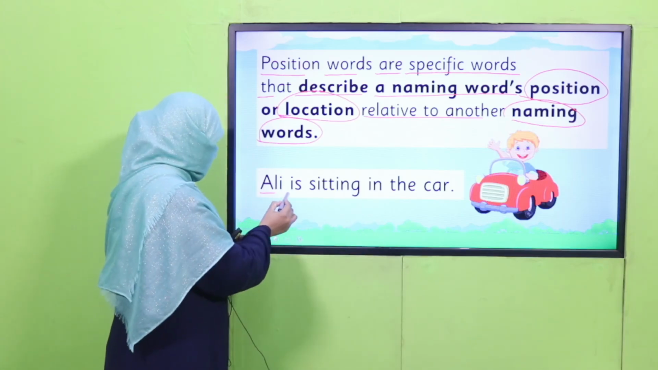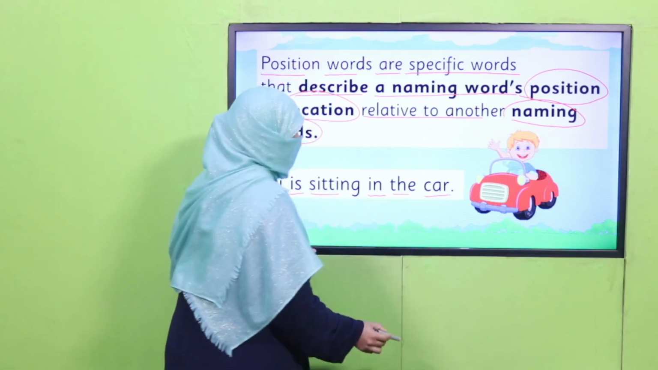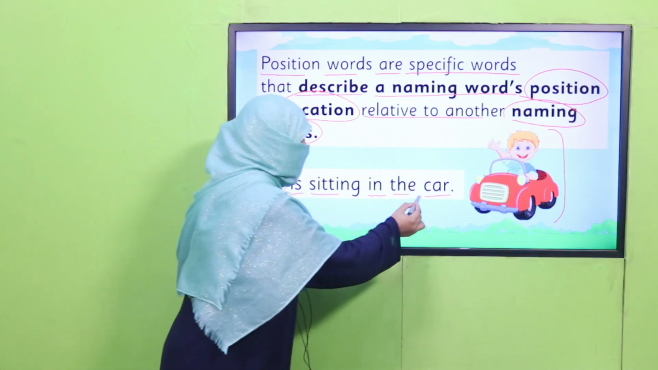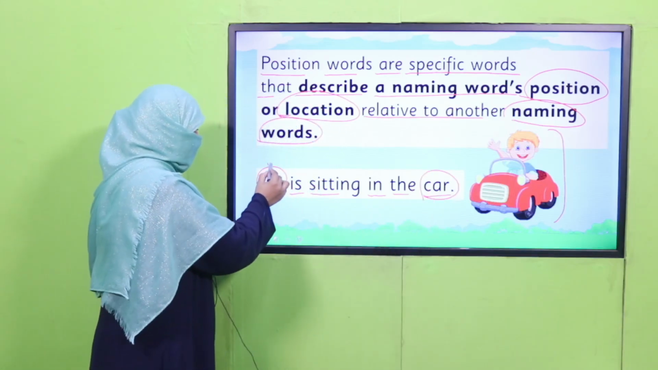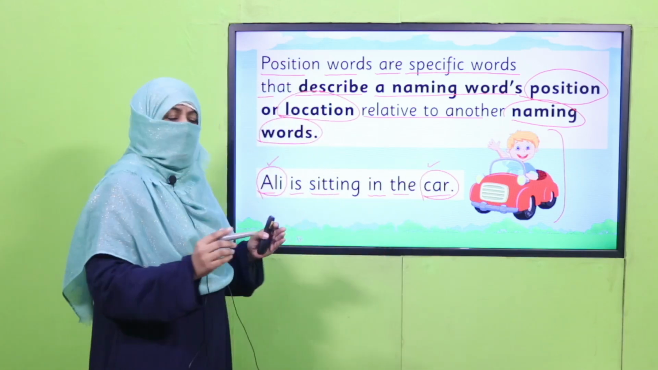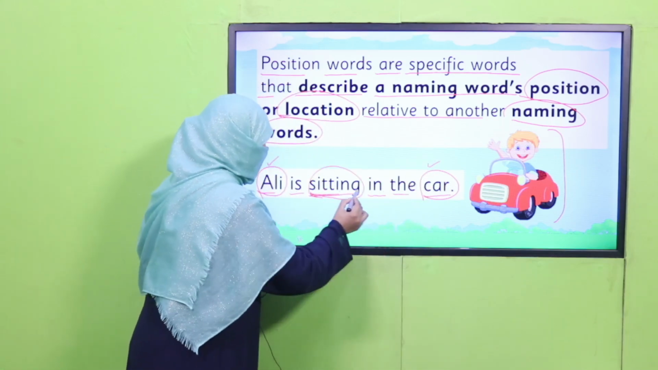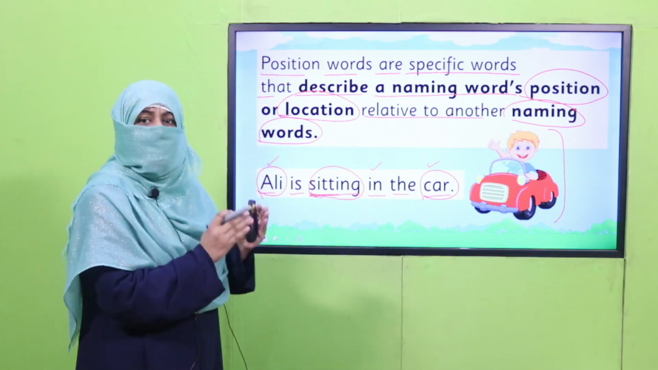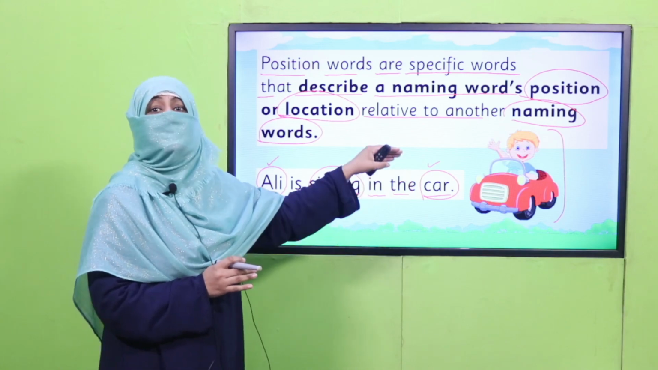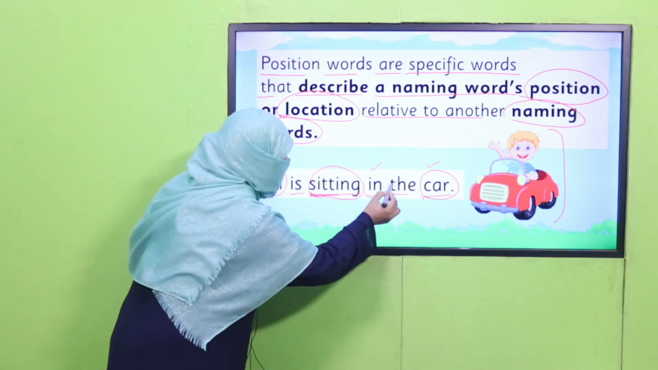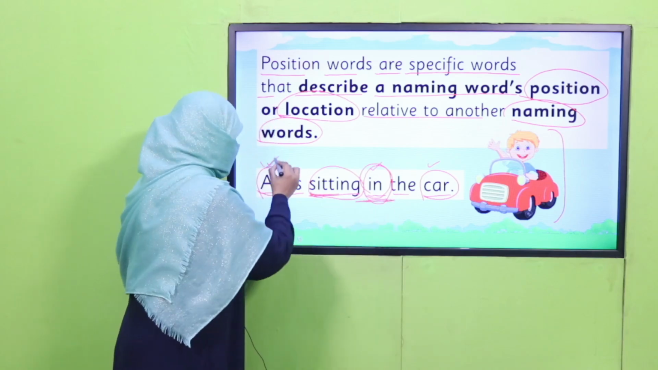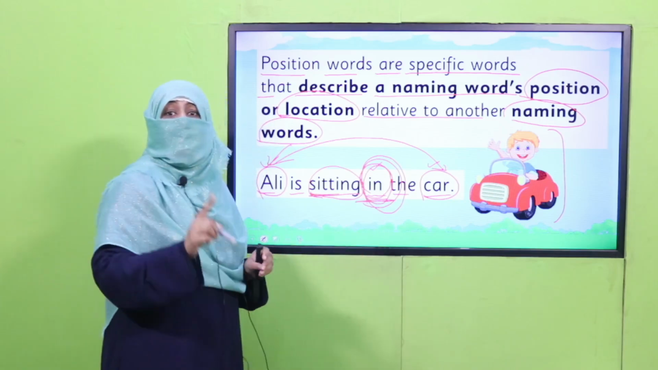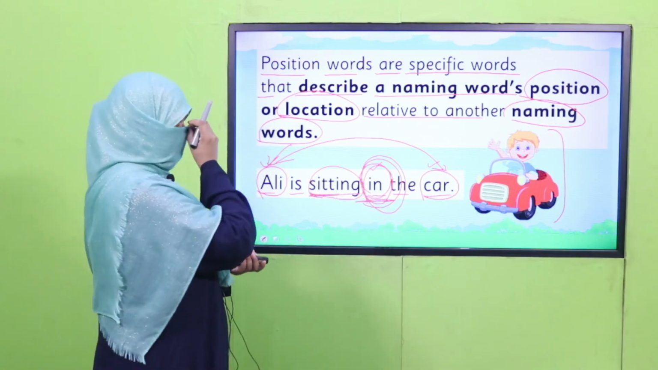Here is the example. Ali is sitting in the car. You can see Ali is sitting in the car. Now, Ali is a naming word. We know it. Car is also a naming word. So, Ali and car, and sitting is the position. This is the action. And what is the link? That is in. So, where Ali is in relation to car, it's in the car. Ali is sitting in the car. So, the word which shows the position of one naming word related to another naming word, this word is known as position word, right?